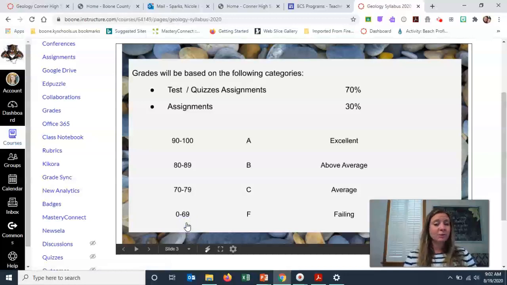Grading, everything's going to be done through Canvas, but it will upload into Infinite Campus. I have Infinite Campus set up just like I would with Integrated if you had me then, which is tests and quizzes at 70%, and then regular everyday assignments at 30%. We'll probably have a quiz; I'm trying to shoot for concept quizzes, hopefully once a week. That might vary a little bit, depending on how far we get through the material. And then there's the good old grading scale.